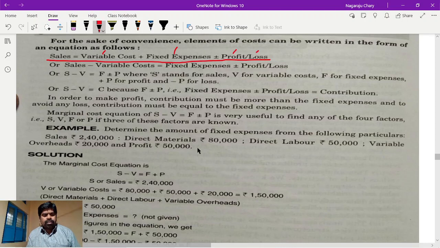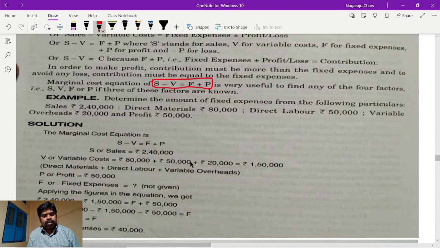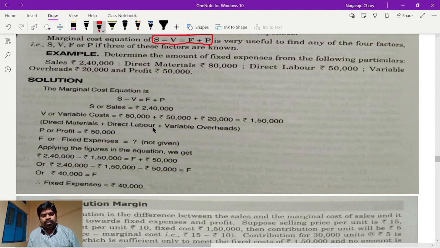So this is the marginal cost equation. This is very helpful to know one from the others. Three elements are given, the remaining one can be calculated. So let us see from this example: determine the amount of fixed expenses from the following particulars. Here, fixed expenses we have to find out. Sales rupees 2,40,000, direct material 80,000, direct labor 50,000, variable overheads 20,000, and profit 50,000.